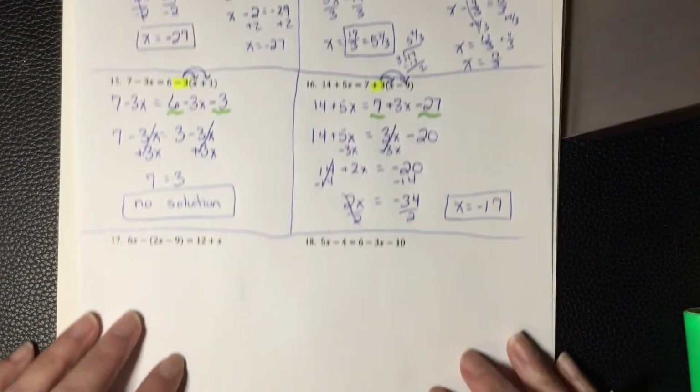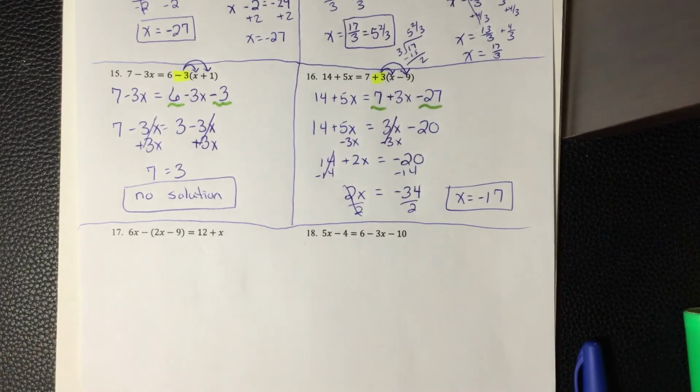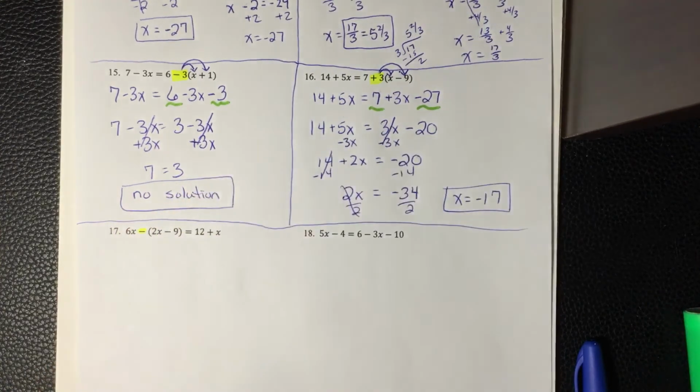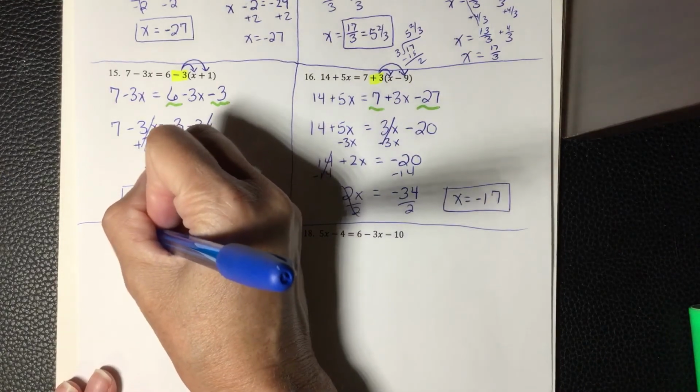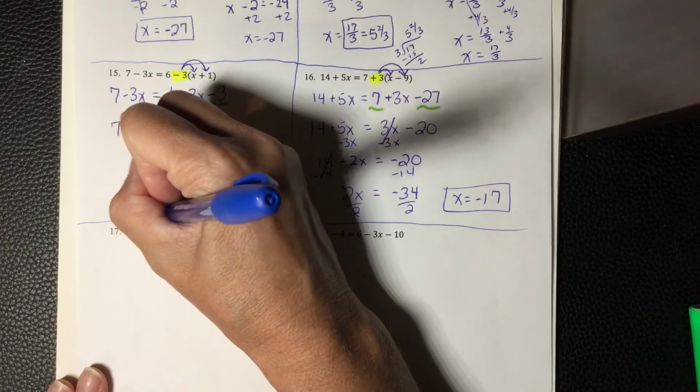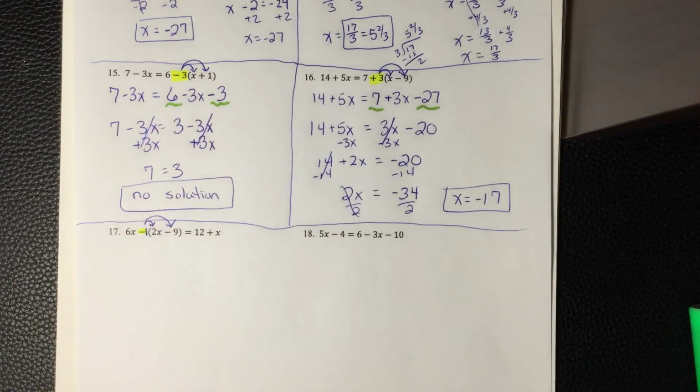All right, so let's look at our last two. This one I see parentheses and I just see a minus. I don't see a number there. That really means you're distributing a minus 1. So if you want to write the 1 in there, it's not a bad idea. And that's going to distribute, and I need to do that first.